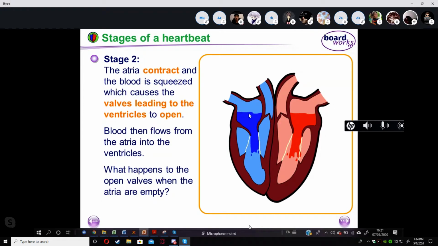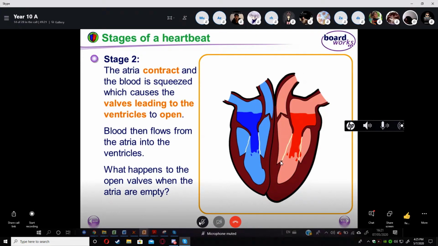The atria contract and the blood is squeezed, which causes the valves leading to the ventricles to open. So the atria squeeze, that means they contract, atrial systole happens, which makes the blood squeeze through the valve, opening the valve into the ventricles. Blood then flows from the atria into the ventricles. What happens to the open valves when the atria are empty? Anybody? What do you think will happen to the valve when the atria are empty? That means all the blood is in the ventricles now. It closes, right?